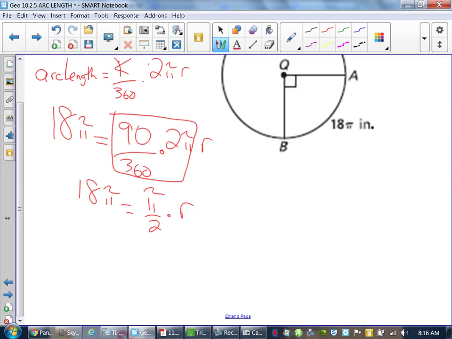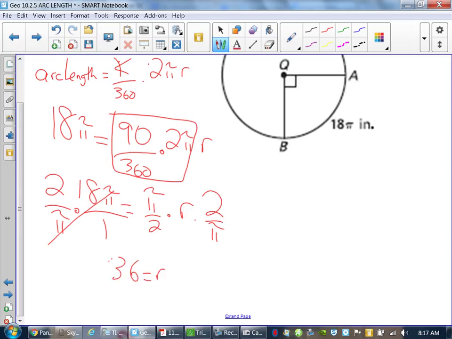Which means you have to multiply by the reciprocal. What's the reciprocal of pi over 2? 2 over pi. So you multiply both sides by 2 over pi. What's pi divided by pi? It just cancels out. It becomes 1. Your answer is 6.